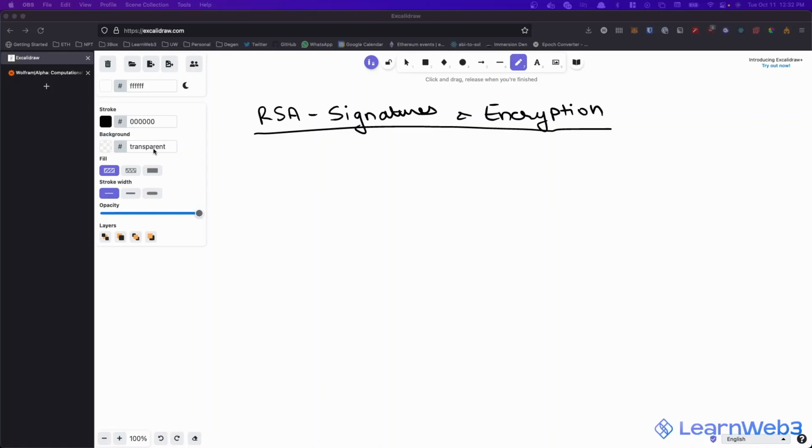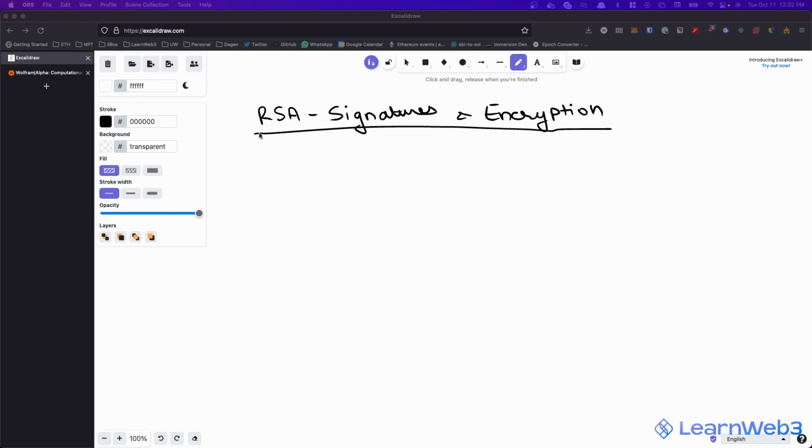Hello everyone. Today we're going to talk about practical cryptography. Specifically, we're going to talk about how digital signatures and encryption work in cryptography schemes. What's the actual mathematics behind it? What's the logic behind it?